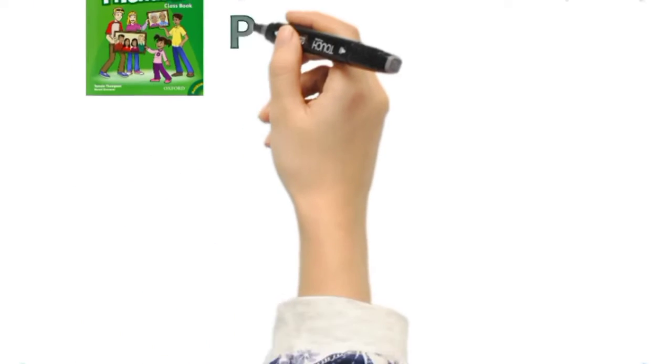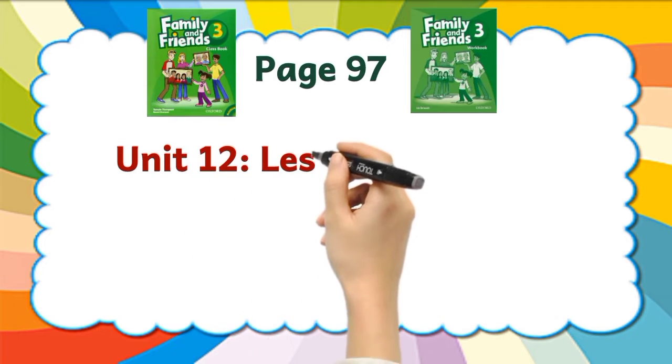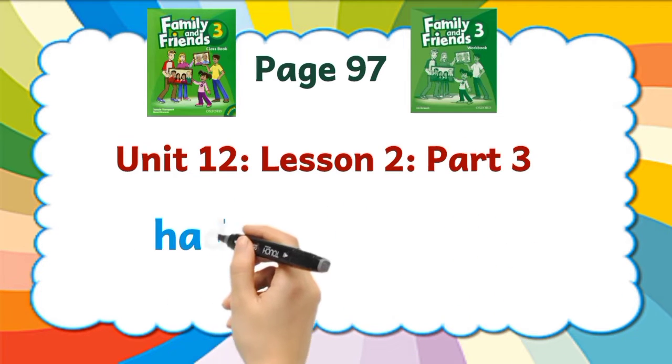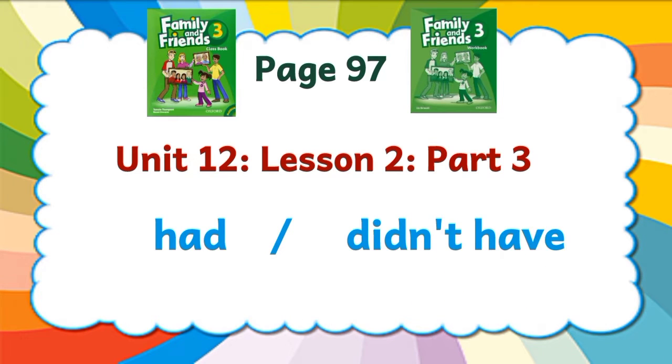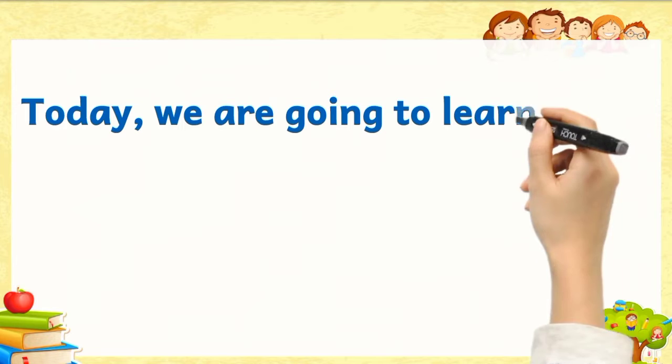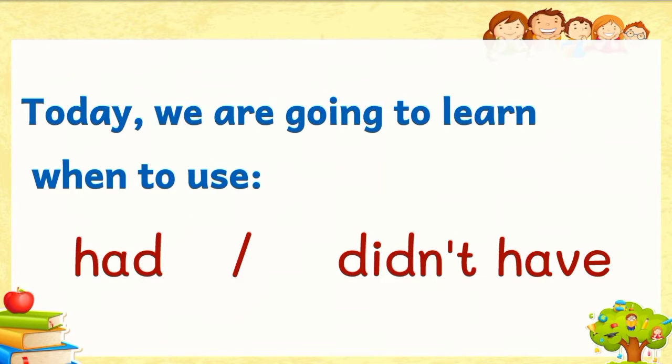So, now open your English books to page 97. We are going to learn Unit 12, Lesson 2, Part 3, Had and Didn't Have. Today, we are going to learn when to use had and didn't have.